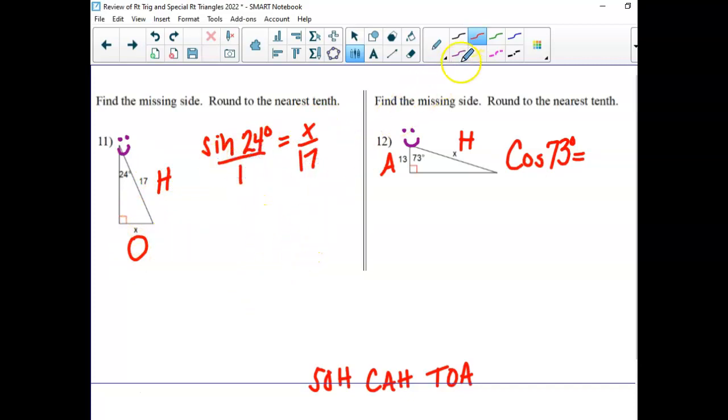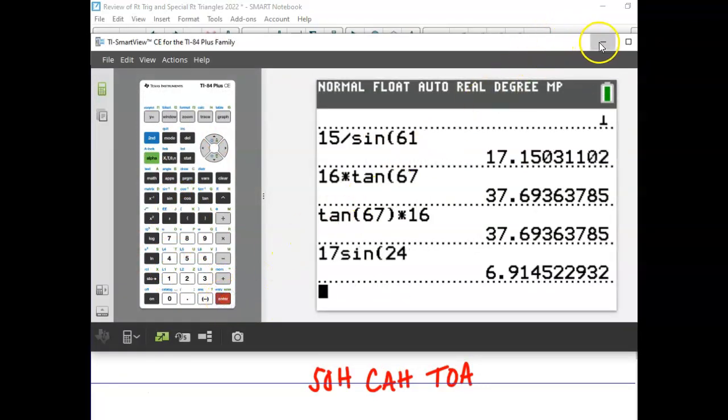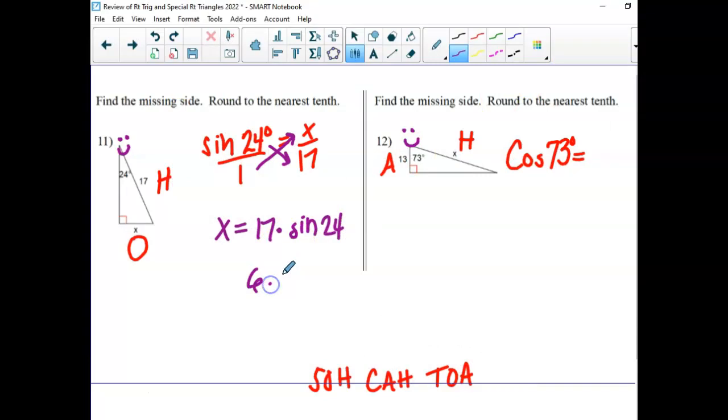So what am I doing on this one? I just get 1x equals, and I need to multiply. I got 6.9. Did anyone else get 6.9 on that one? Anybody not getting 6.9? Natalie, did you get that one?